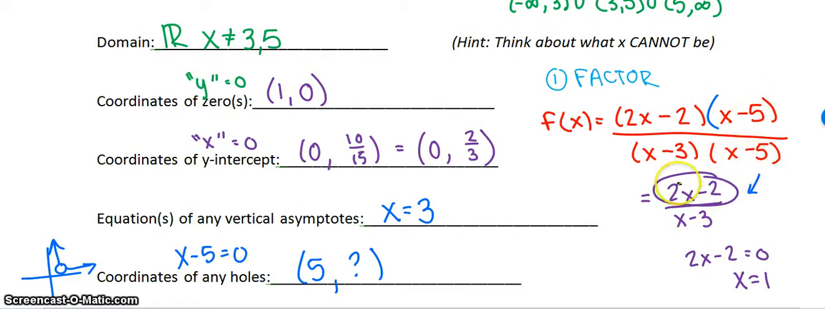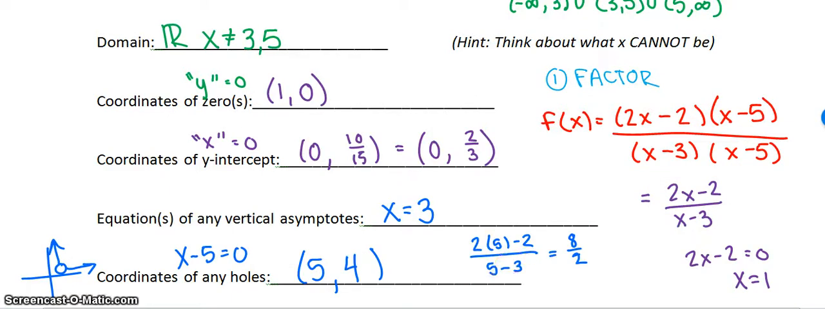So in order to find the y-coordinate, we need to plug it into our final simplified form, which is actually a lot easier for us anyways, right? So I'll plug in 5 to this equation and see what my y-coordinate is, and it'll give me the y-coordinate of my hole. So I'm going to pause the video and do that computation. You do the computation on your own, and I'll come back with the answer. Okay, so to find the y-coordinate, I got 8/2, which is just 4 when you plug it in here.